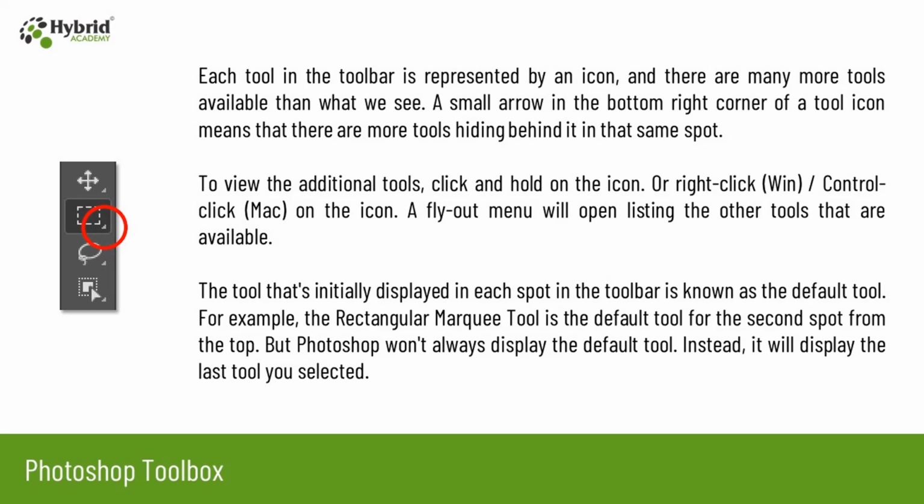The tool that's initially displayed in each spot in the toolbar is known as the default tool. For example, the rectangular marquee tool is the default tool for the second spot from the top. But Photoshop won't always display the default tool. Instead, it will display the last tool you selected.